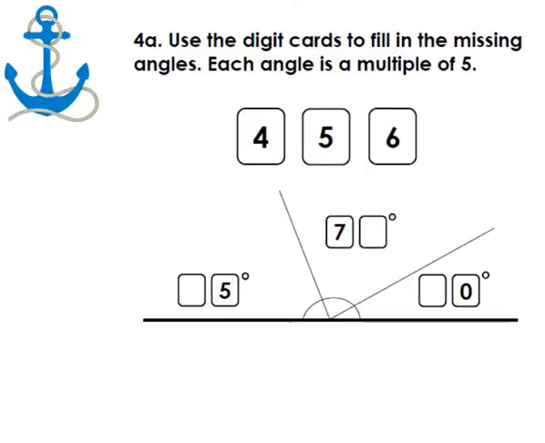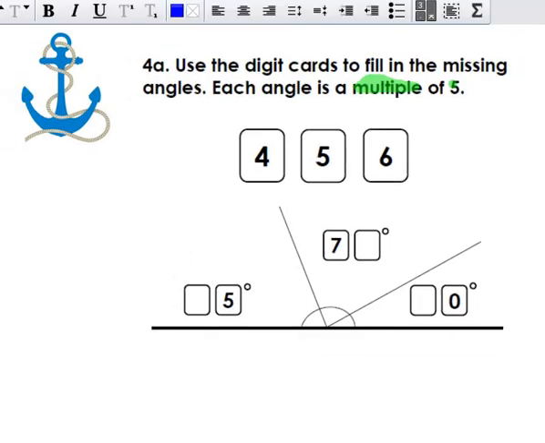So our ANCA question: use the digit cards to fill in the missing angles. Each angle is a multiple of 5. Remembering our multiples of 5, it must be in the 5 times table. So we've got the digits 4, 5 and 6. We're also going to use our knowledge of estimating angles.